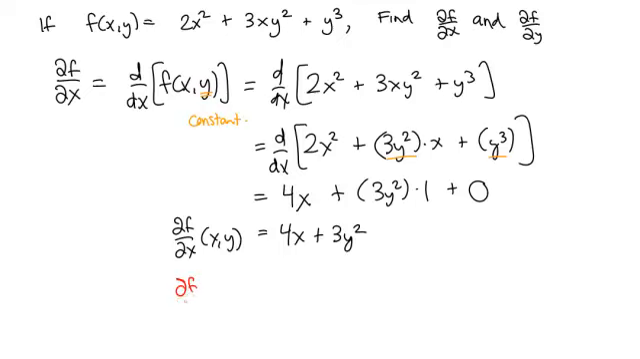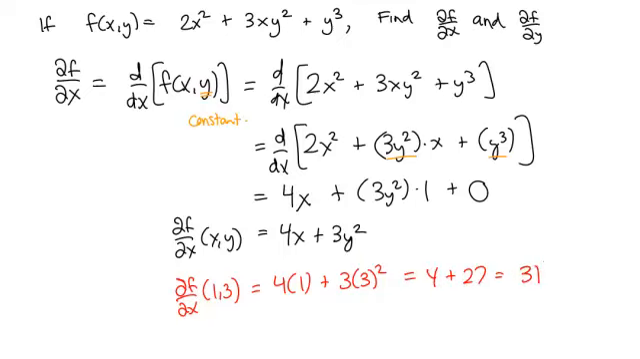Notice that if we were to plug in the point (1, 3), we would have gotten 4 times 1 plus 3 times 3 squared. That would have been 4 plus 27, which would have been 31. And that agrees with what we got last time.